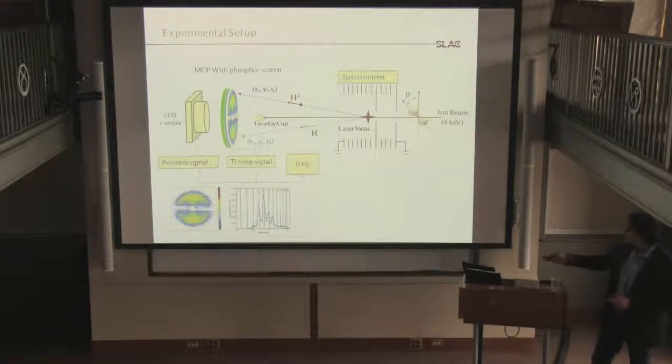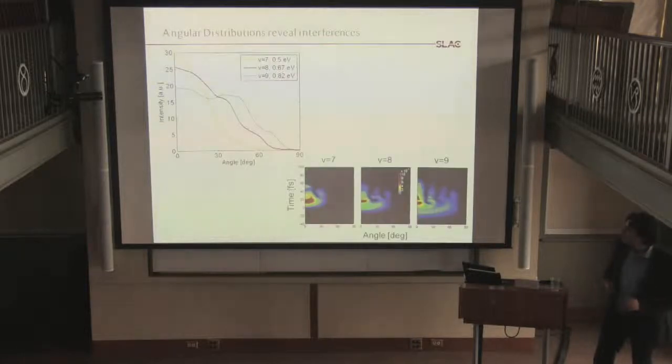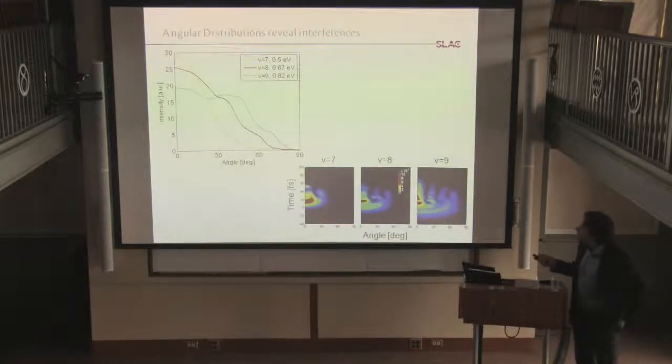So this is a typical raw data, everything together, no coincidence, you don't see really anything. This is the time of flight. And so we can really pick a very narrow energy range and look at the angular distributions there. This is how it looks. These are our results, basically. So you can see the 9th vibration level at this energy, the 8th and the 7th.